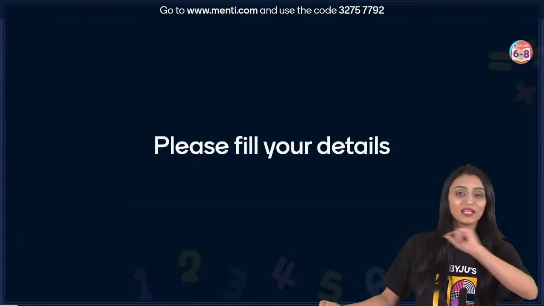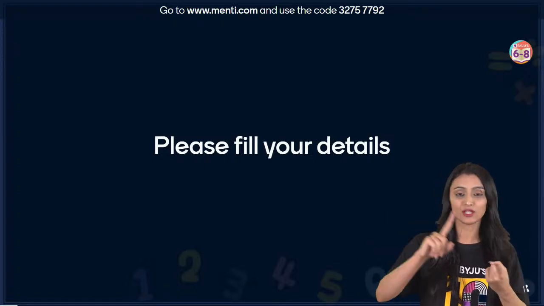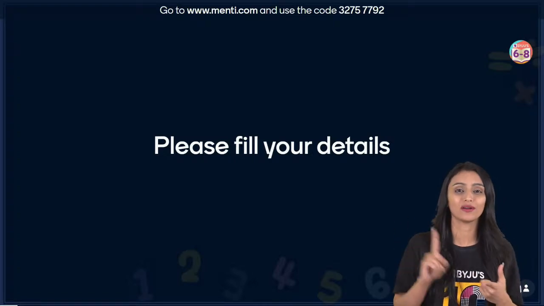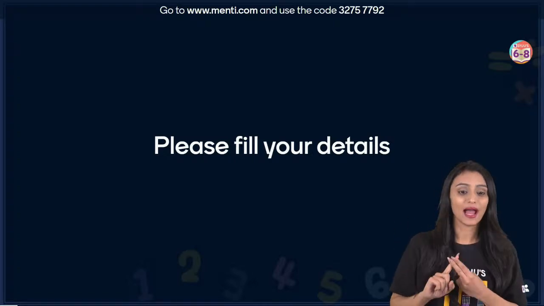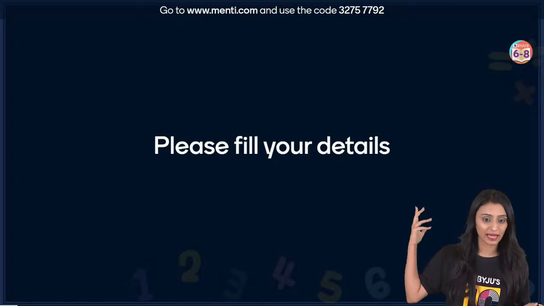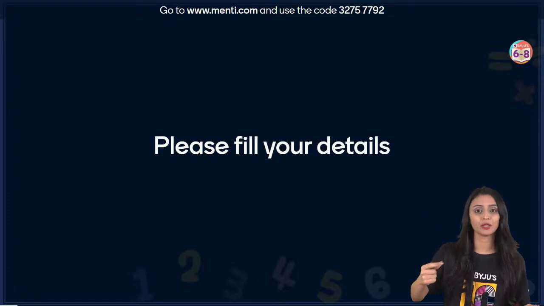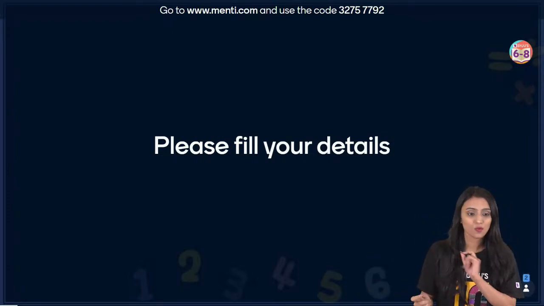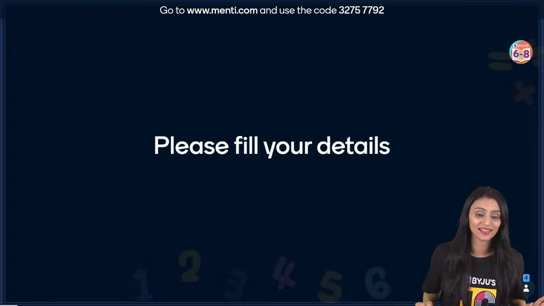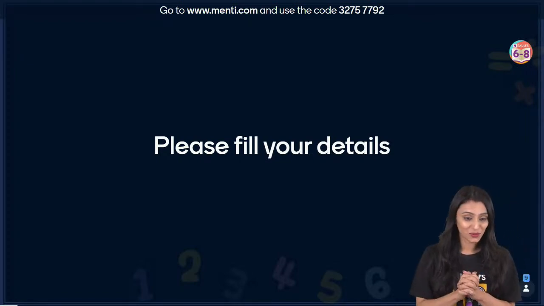So, once you have joined the Menti, it will redirect you to a page wherein you have to fill in all your details. Details as in your name, your phone number, your grade and your area pin code. I think the students who have joined it earlier, they would know it, right? For the ones who are new here, you have to be really quick here because once I move to the next slide, you won't be able to fill in your details and these details are important because we are going to get the BYJU'S goodies.